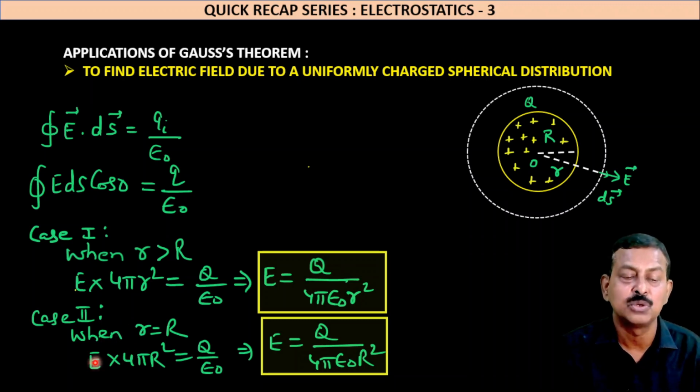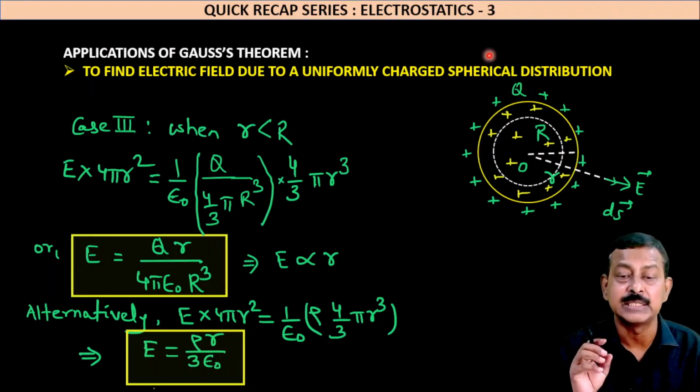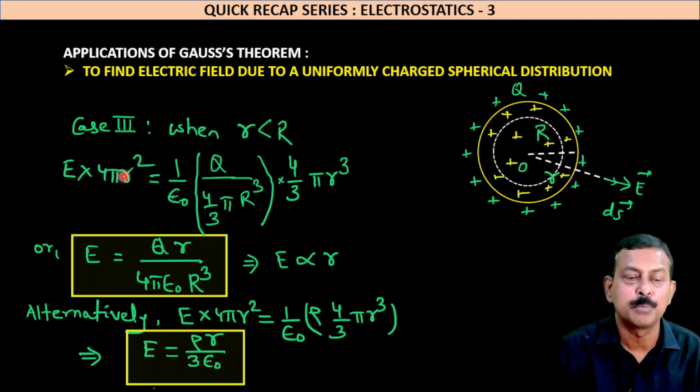So E into 4 pi R square is equal to q by epsilon naught, and that is again E equals q by 4 pi epsilon naught r square. If I take the case when small r is less than capital R, then E into 4 pi r square equals 1 by epsilon naught.